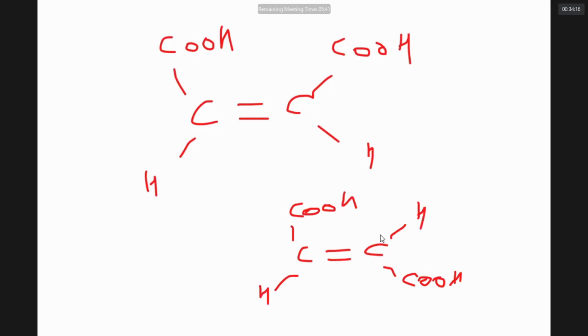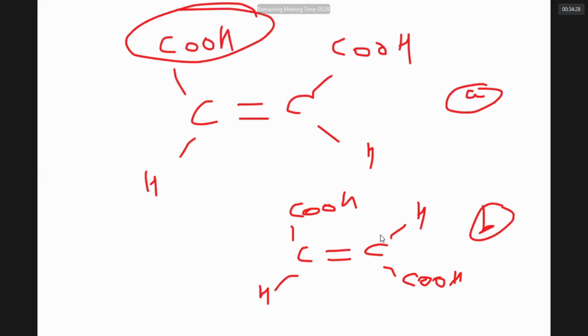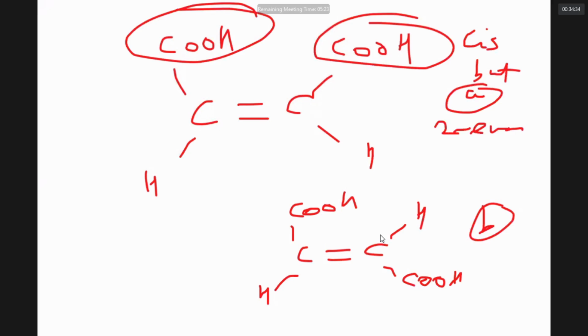But-2-enedioic acid. A and B are both but-2-enedioic acid. Both are the same, but here both COOH are on the same side. I call it cis-but-2-enedioic acid. And I call the other trans-but-2-enedioic acid.